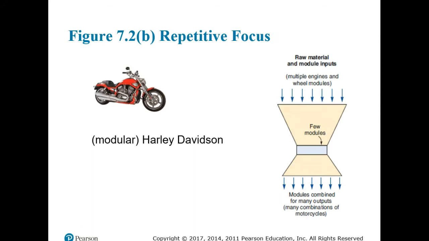And this slide describes the repetitive focus and illustrates it with Harley-Davidson, as figure 7.2b illustrates. A typical assembly line is a repetitive focus, which is a batch flow system. Repetitive processes have some flexibility in creating output variety, but are limited by the variety of sub-assemblies that reach the assembly line.